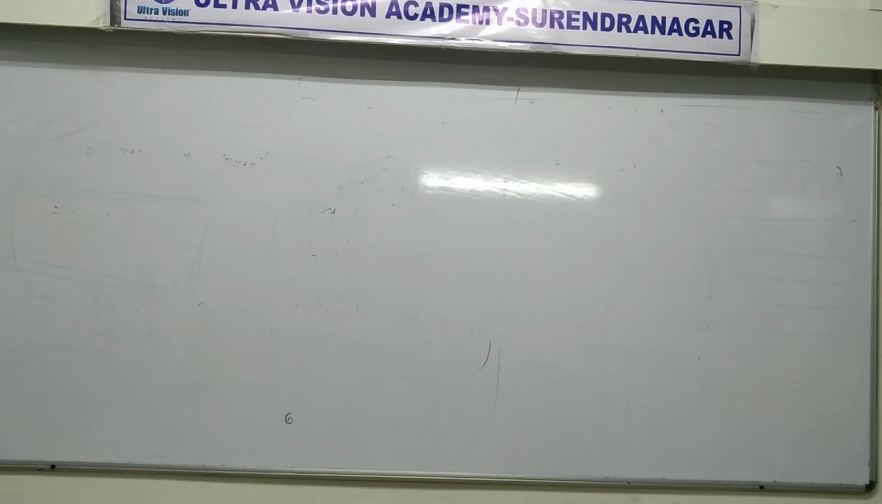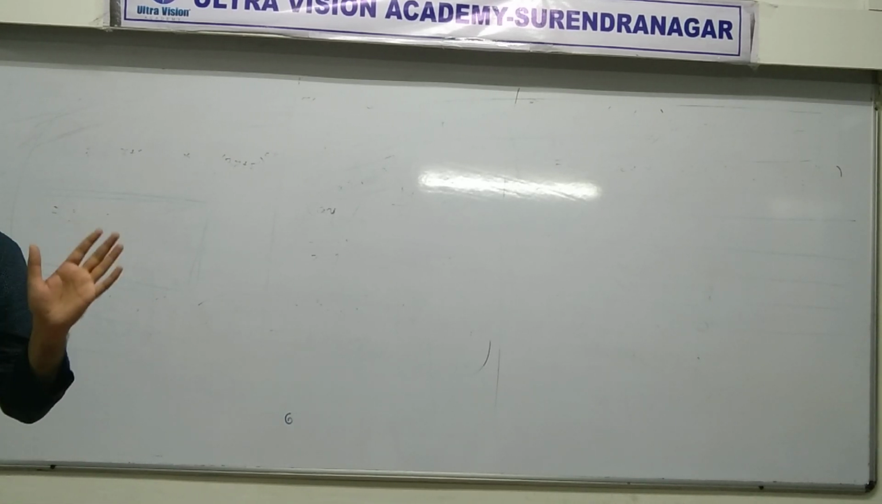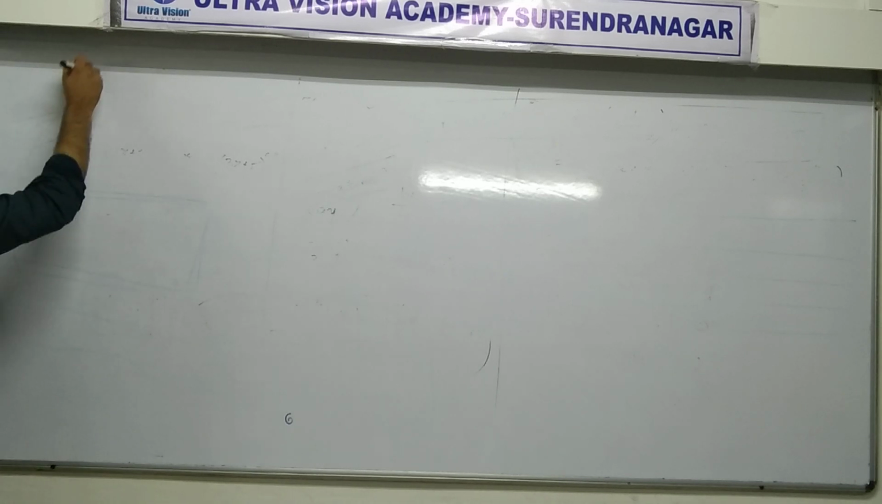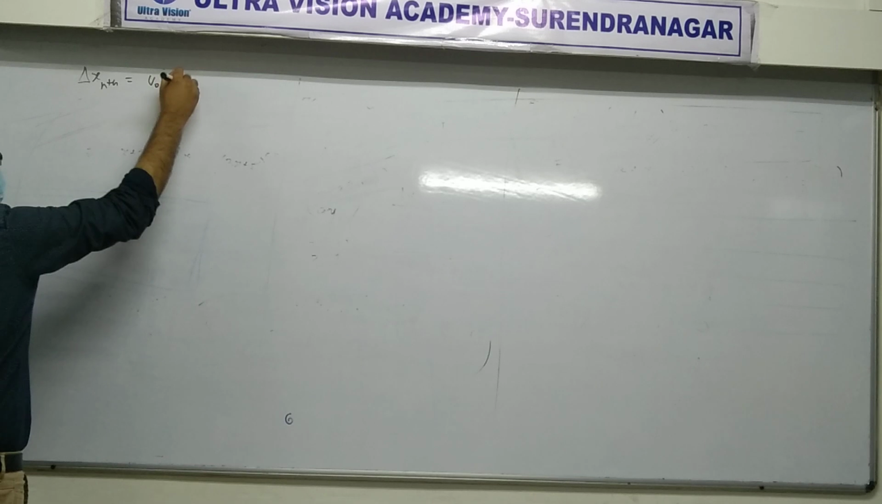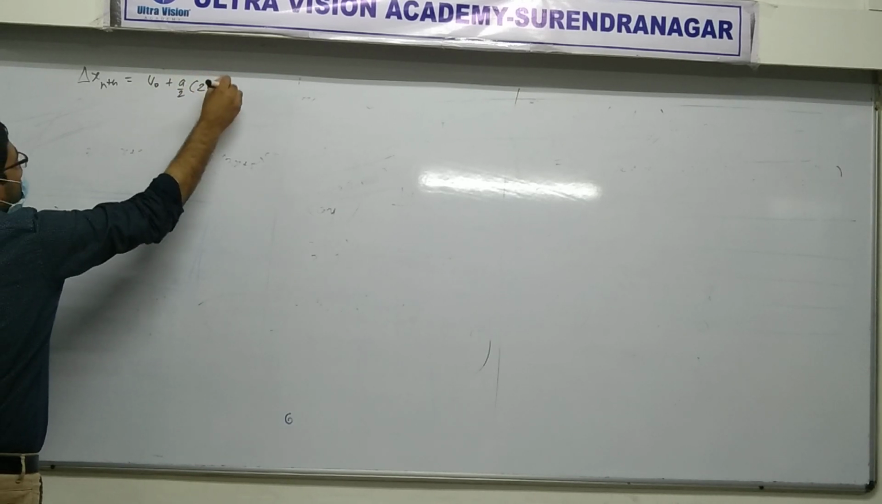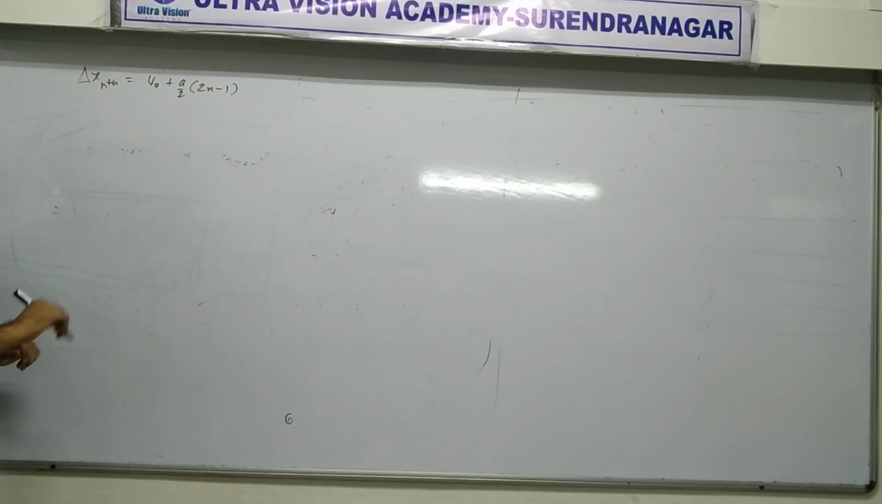Yes, Prisha. Delta x is equal to V0 plus a by 2 bracket 2n minus 1. Are you sure? Okay, sure. Yes. Sit down. Correct. Fine. Hopefully you remember delta x during the nth second is V0 plus a by 2 (2n minus 1). Correct or not? Yes. Okay.